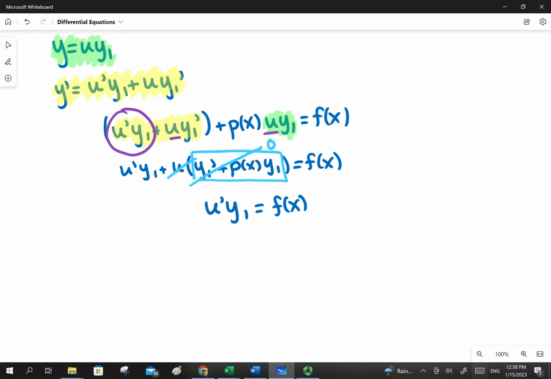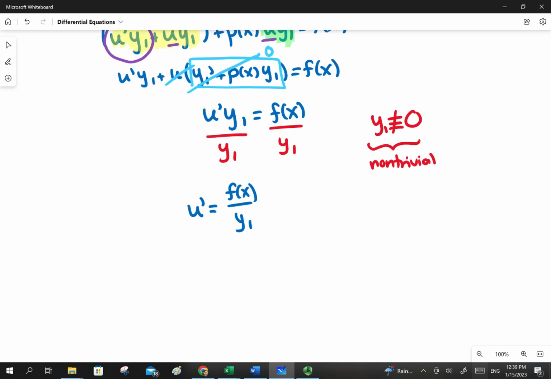Now we have u prime y1 equals f of x, and we need to isolate u prime so that we can integrate to solve for u. To do that, we need to divide both sides by y1. Remember, we can divide by anything except 0, which is why it's crucial that y1 is a non-trivial solution to the complementary equation, meaning it's not just the constant function 0.